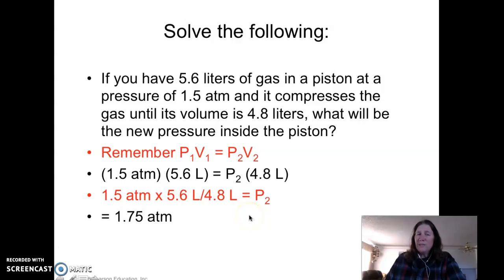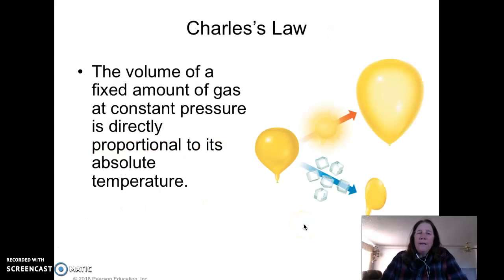Okay, so Boyle's law is pretty simple. You take the two that you know and you divide by this, and that'll give you a new one. Again, here's the formula. Plug in the numbers. Boyle's law is probably one of the simplest gas laws. Okay, another one is Charles' law.